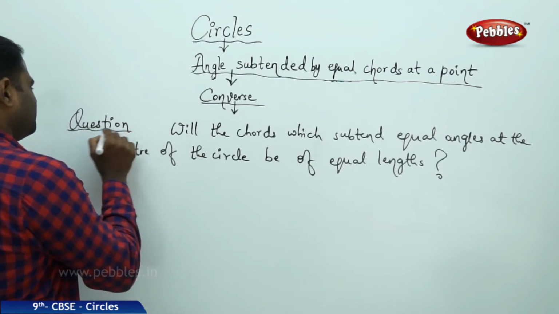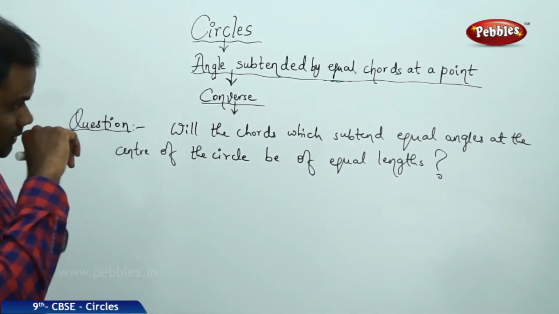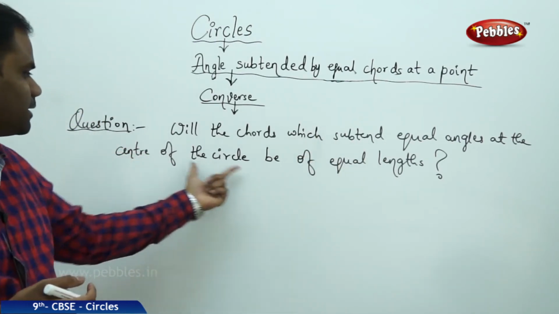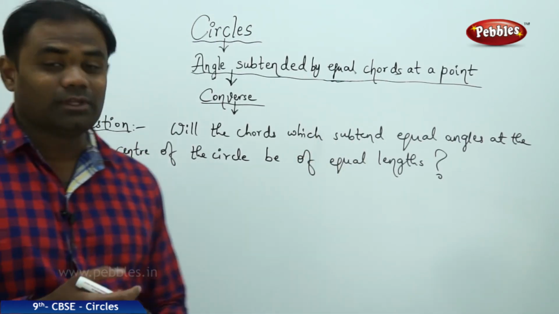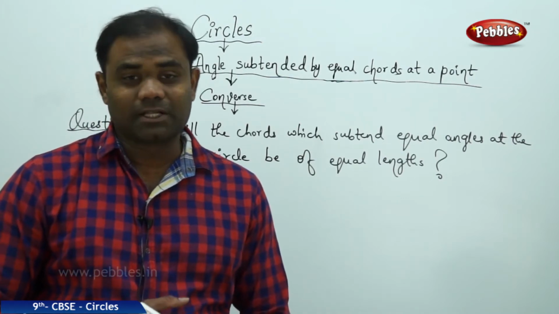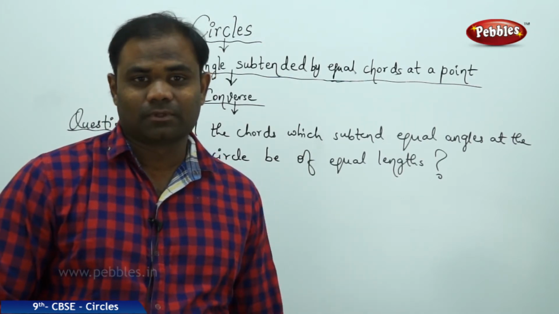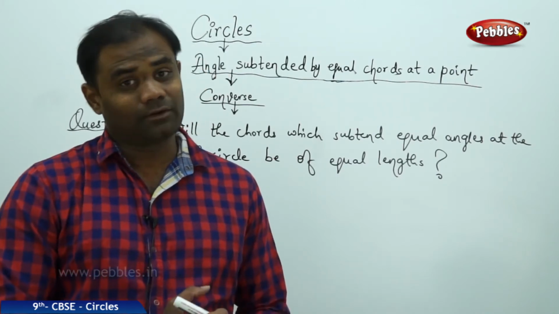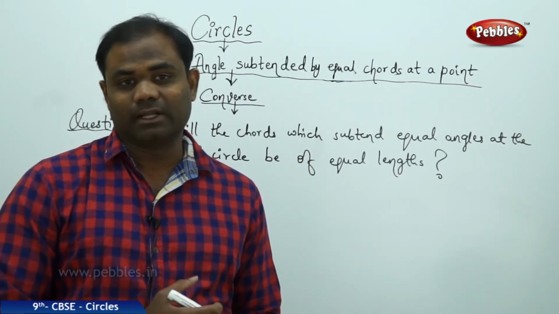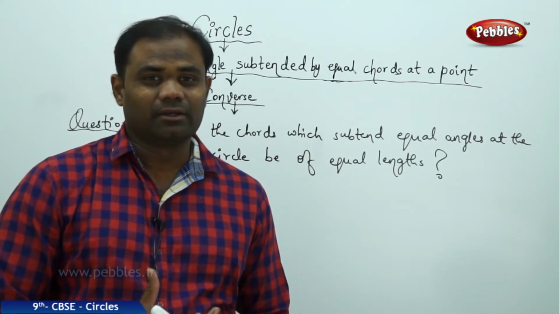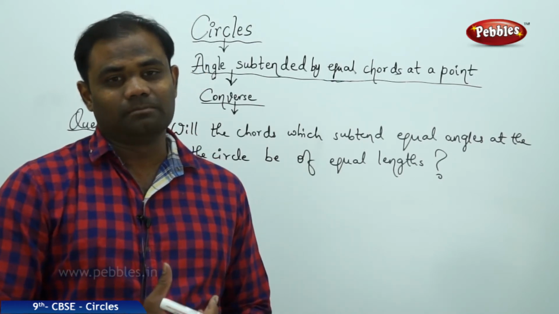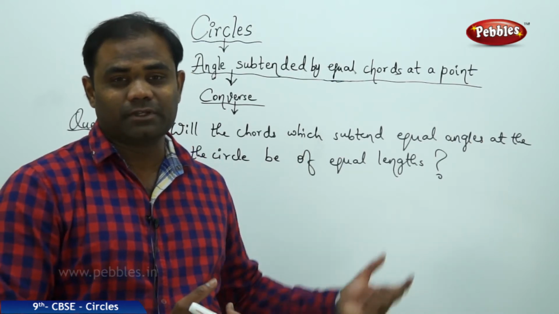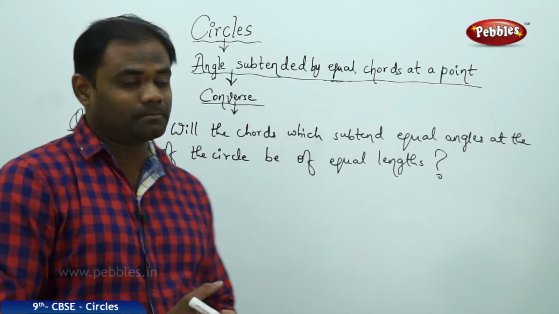So here I have the investigative question which says, will the chords which subtend equal angles at the center of the circle be of equal lengths? The answer is yes. Two chords which subtend equal angles at the center of the circle must be of equal length. We can just try with geometrical ruler and the compass through which we can investigate the property.